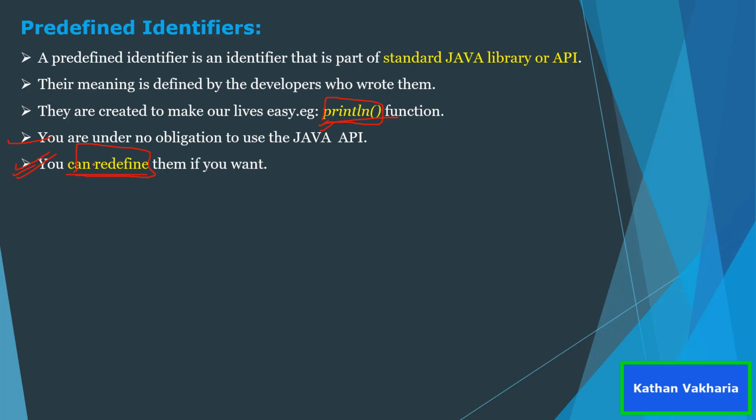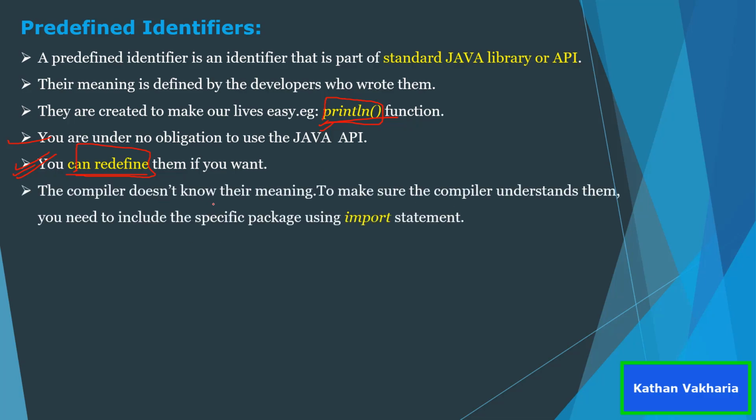This is the main catch here. We can redefine them, so we can use println or System or Math as a variable name or class name or constructor name, if you will. The compiler doesn't know their meaning. To make sure the compiler understands them, you need to include the specific package using an import statement. This is, I think, a little bit hard to swallow.